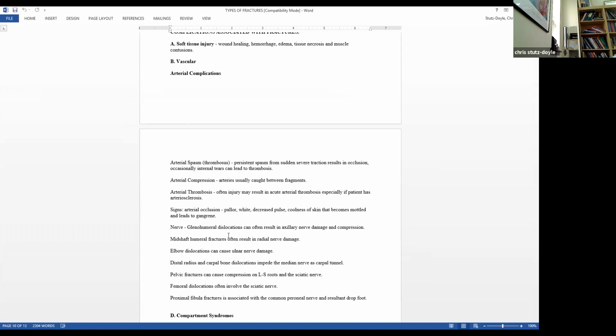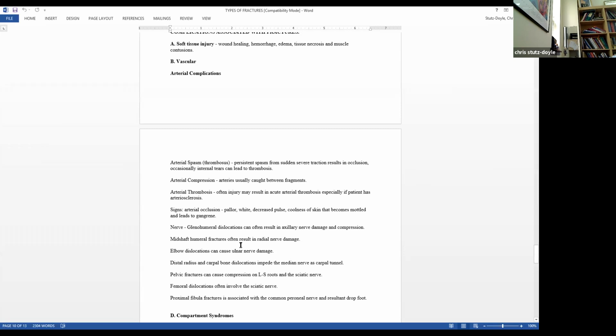So what's the biggest thing associated with damage to the axillary nerve? The axillary nerve innervates what? Well, I can't ask you right now because you guys can't answer me, but one of the big things the axillary nerve innervates is the deltoid, right? And the deltoid is your primary abductor, so you could lose abduction.